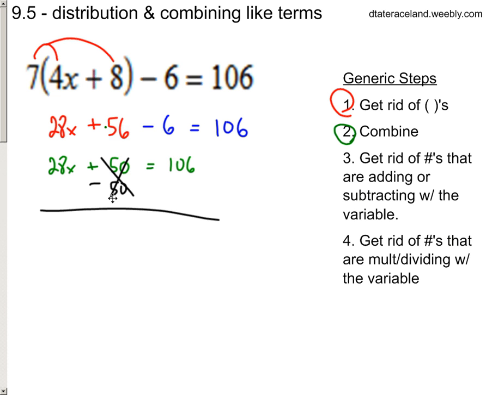Since I've subtracted 50 from the left side, I better go and do that on the right side. The 28x just falls straight down, and 106 minus 50 is 56. So I got through step 3.